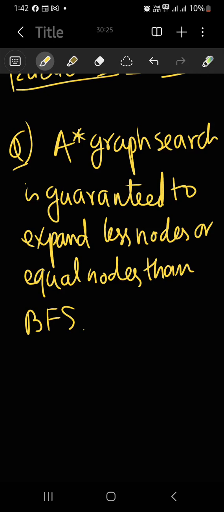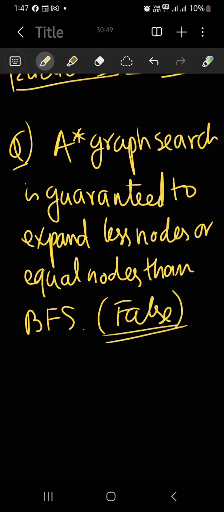Whenever you get a claim like this in the exam, always try to make it false. Always try to find one example that will contradict the claim. Then only you can easily get the answer. So I am saying that it is true. You have to give one example to prove that it is false. That's it. Here you just keep in mind the answer is false. You can't say that for bigger graphs, we can't say whether A star graph search will expand less nodes than breadth first search.